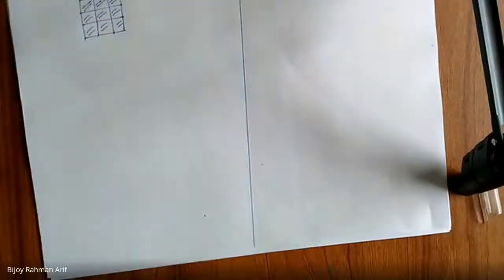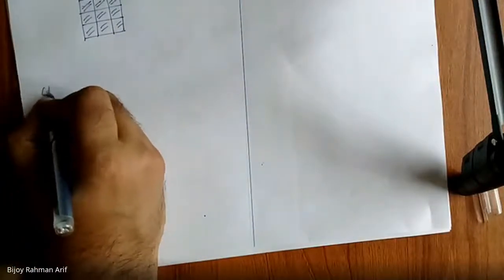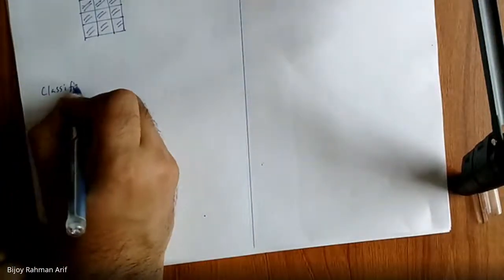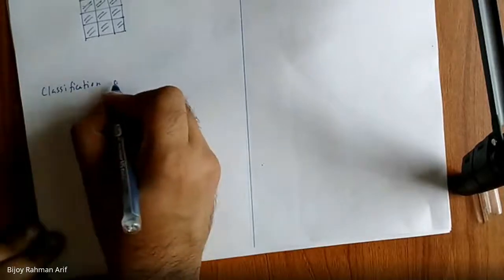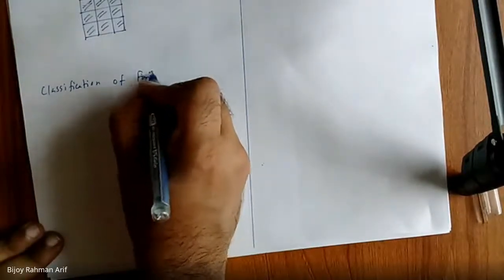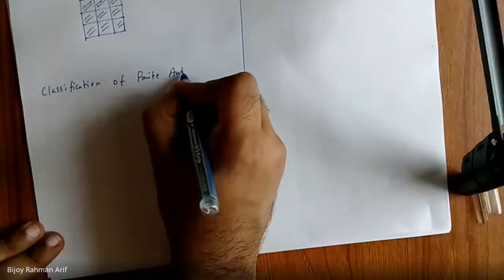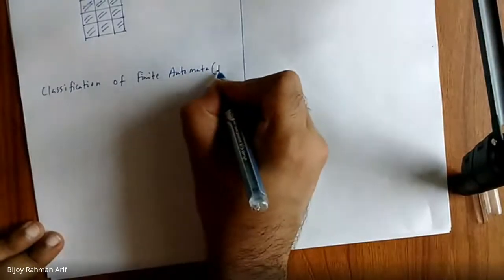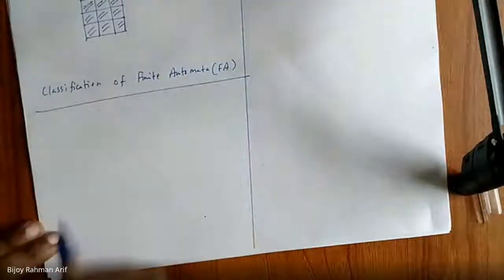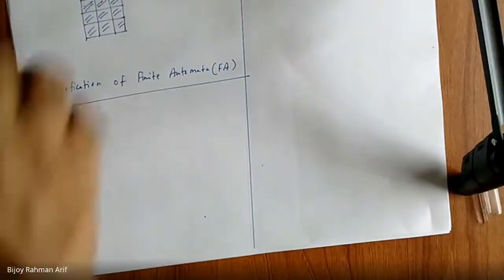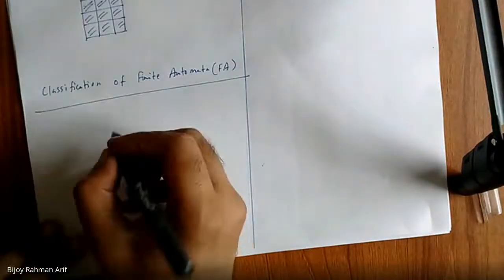Done. Now let's go to finite automata. Let's do the classification first. Finite automata can be classified into these two broad categories.